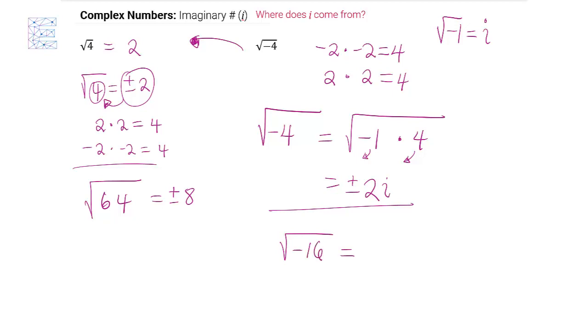The answer to this would be plus or minus 4i, because we can rewrite the root of negative 16 as negative 1 times 16. Well, the square root of 16 is 4, and the square root of negative 1 is i. So that's our answer.